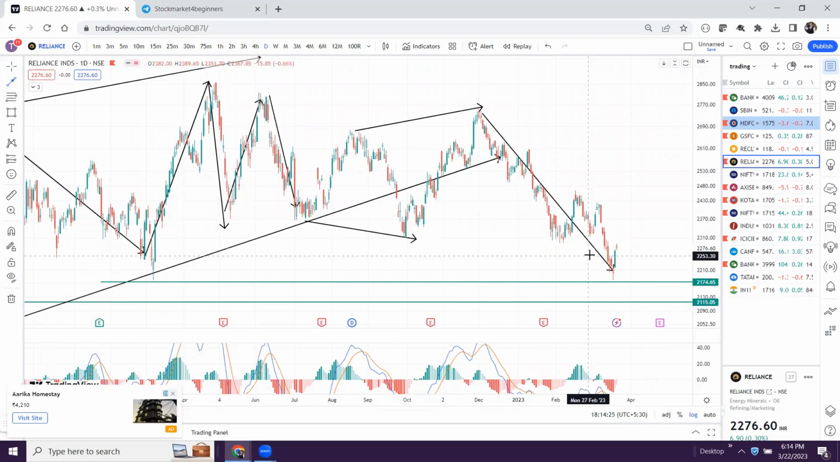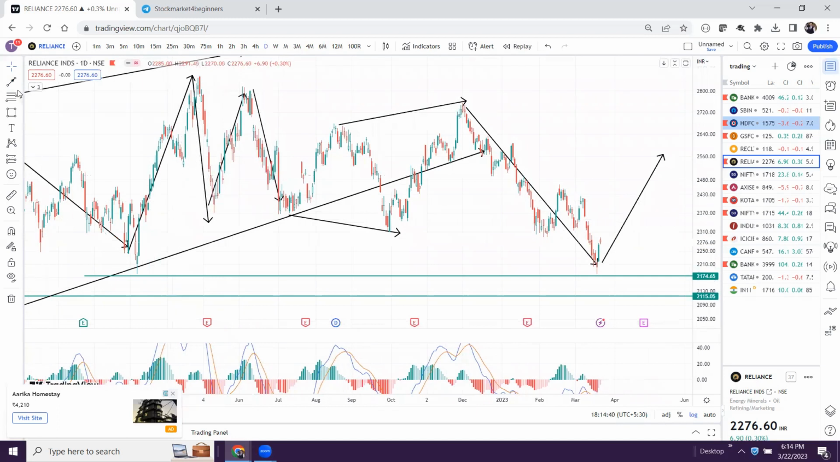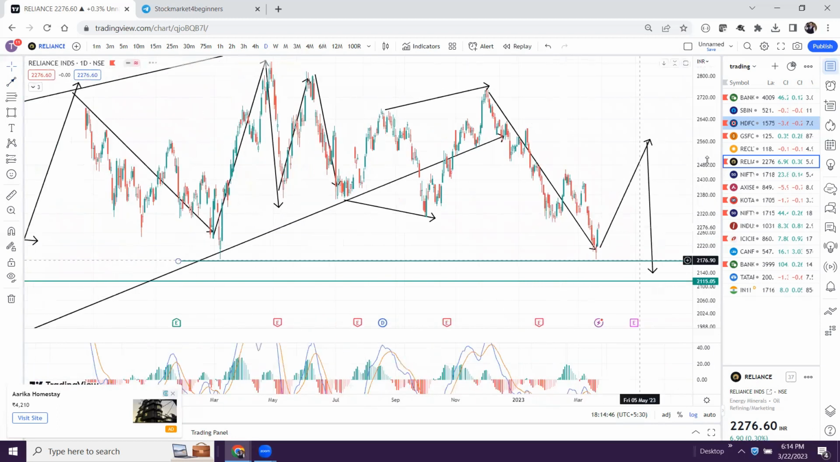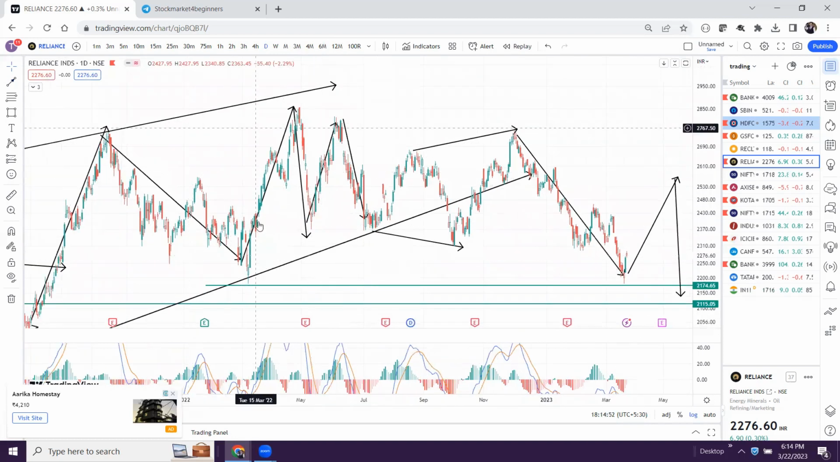So now, as of now, it's not clear whether this structure is over or not. But once this structure is over, we can get one impulsive move, and then one more impulse down for this part. So as of now, this is the picture, but this is a very complex structure, and a very slow structure as of now.